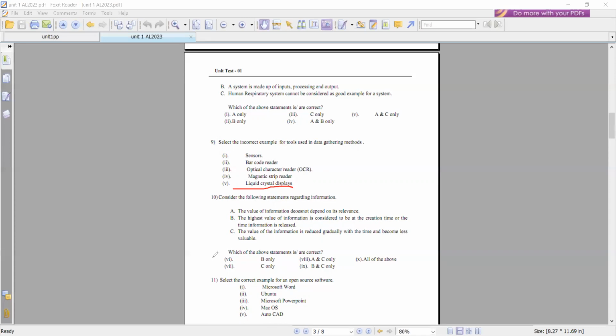Then the highest value of information is considered to be at the creation time of the information release. That's correct. The value of information is reduced gradually. I showed that through the chart, the graph. I showed it to you. So B and C is the correct answer. That question's answer number is a bit mistyped. Don't worry about that. So B and C, I think you all have put the fourth answer. It's the correct one. Okay.